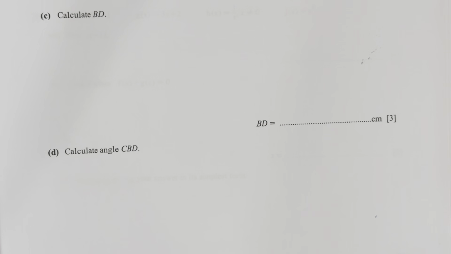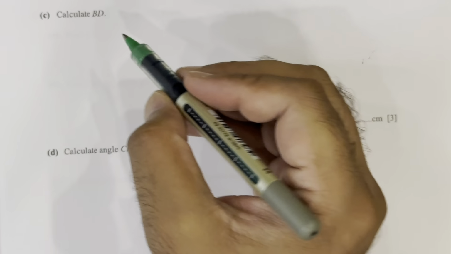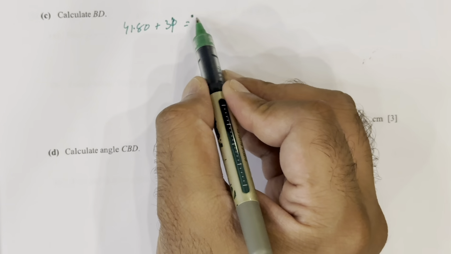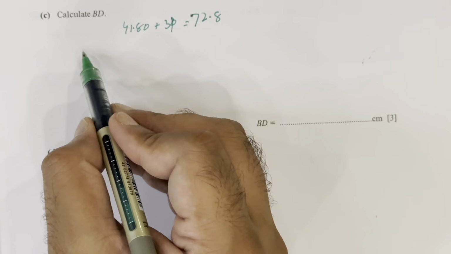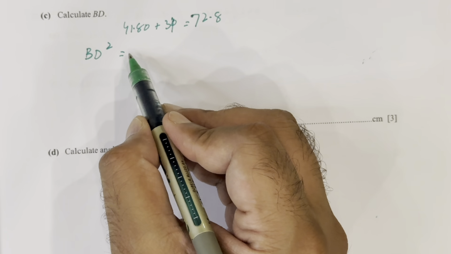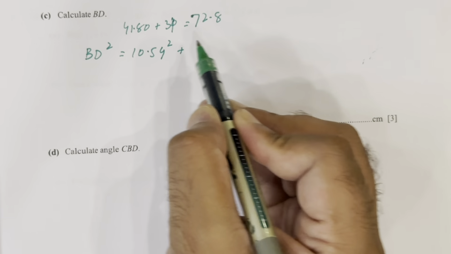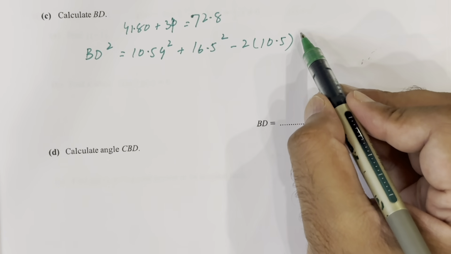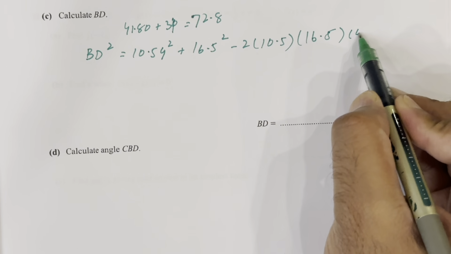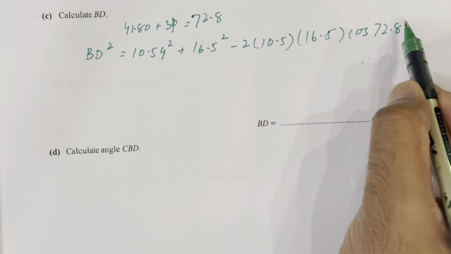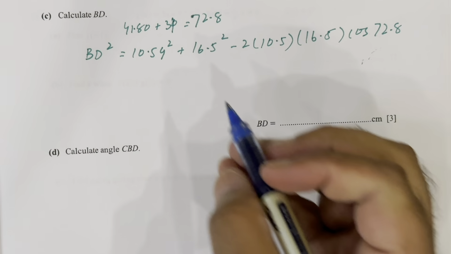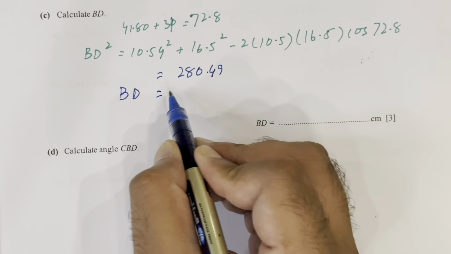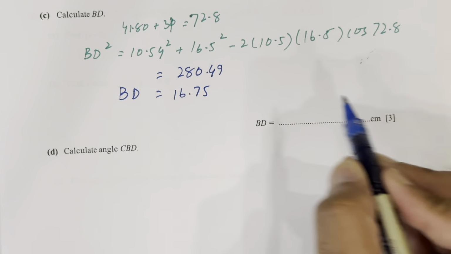Okay, now you can see, calculate BD. We know that 41.80 plus 31 would be 72.8 degrees. So we're going to apply the cosine formula. BD square is equal to 10.54 square plus 16.5 square minus 2 into 10.54 into 16.5, and cosine of 72.8. We get the value 280.49. After taking the square root, we get BD, that is 16.75 centimeters.